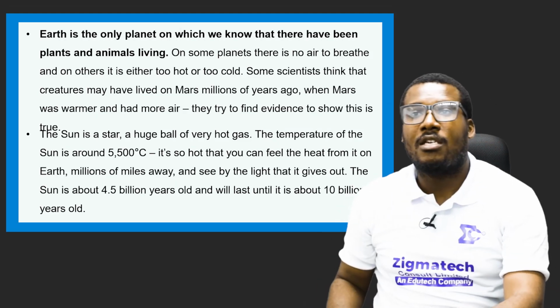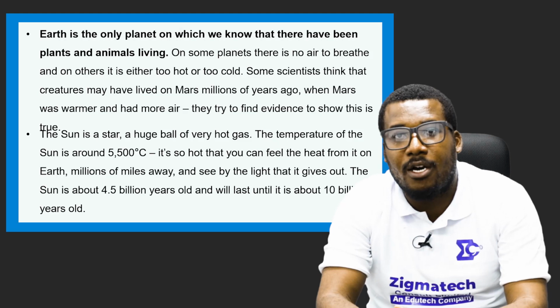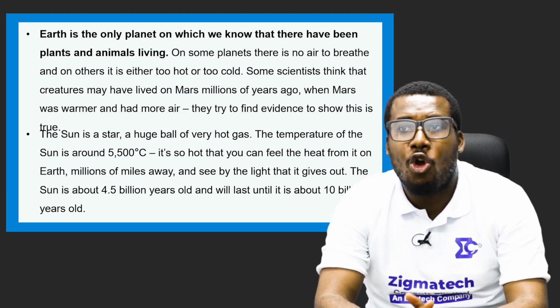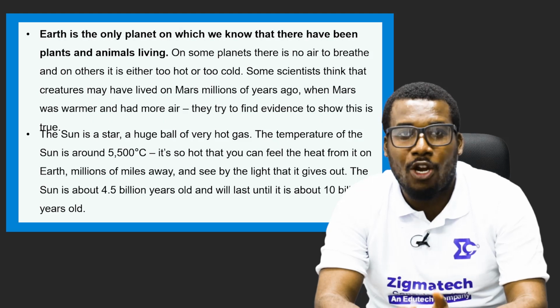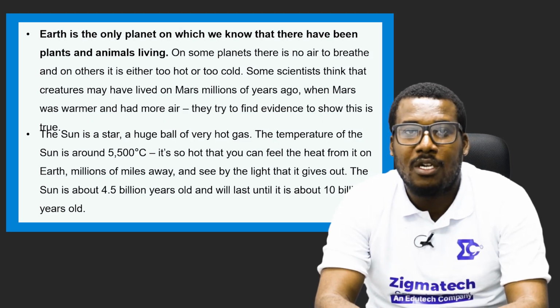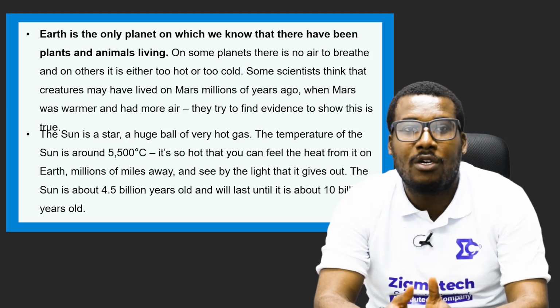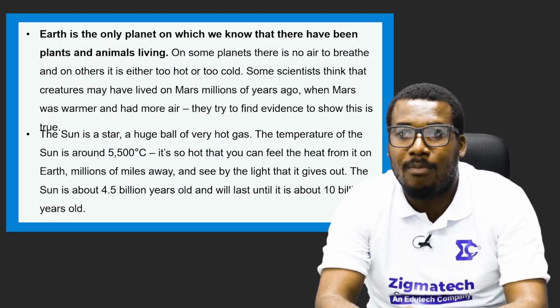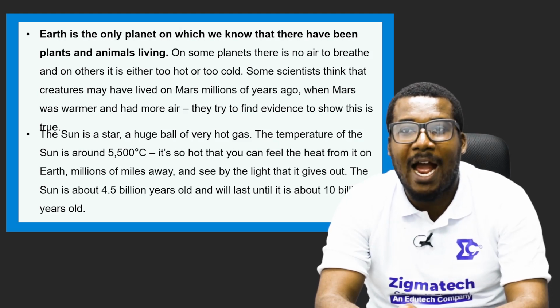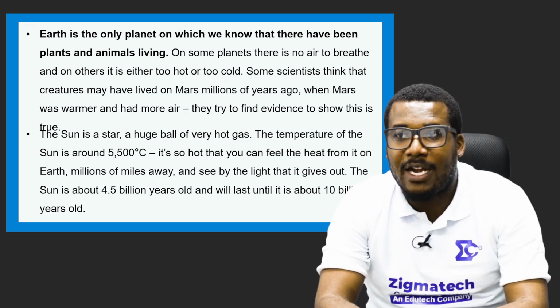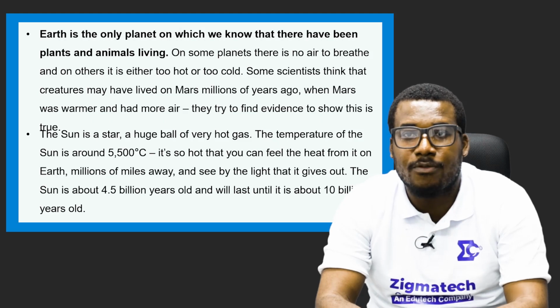The next to it is Mars, but Mars has not yet been found to have a lot of provision for life to succeed or exist. Some scientists think that creatures may have lived on Mars millions of years ago, when Mars was warmer and had more air, which means oxygen. They try to find evidence to show this is true.